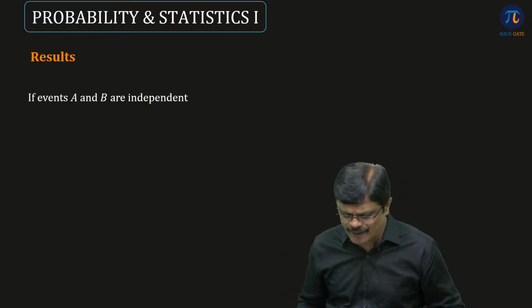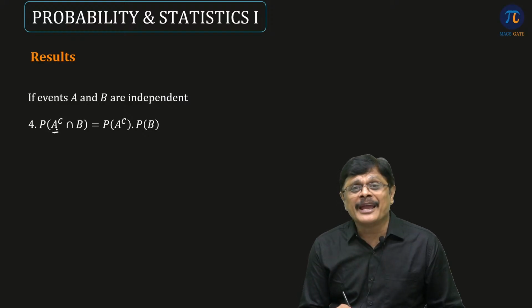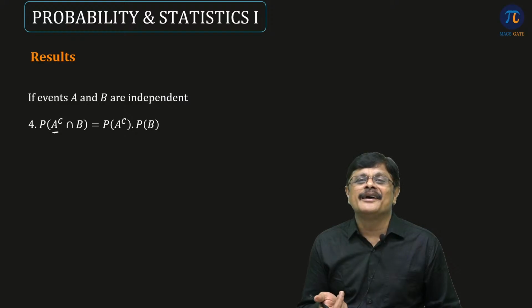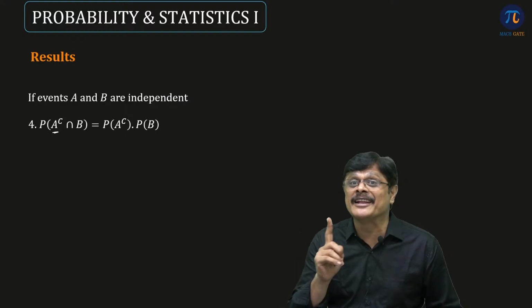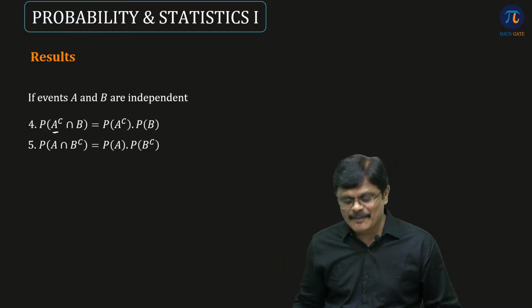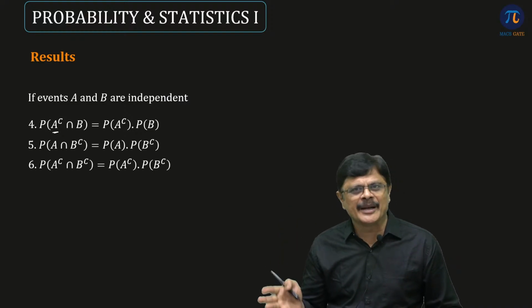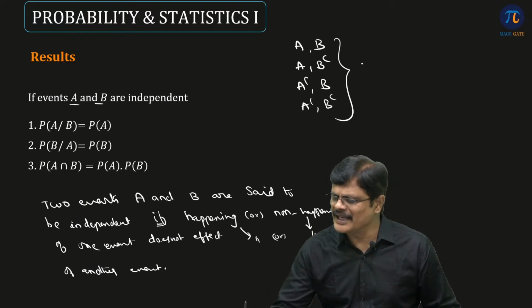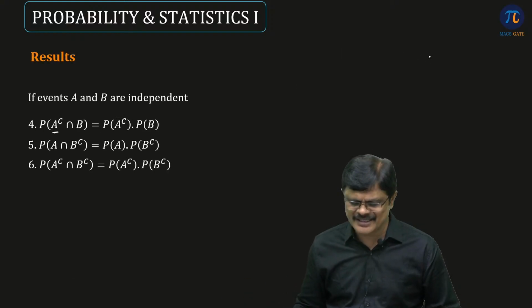So we are having the following results. If two events A and B are independent, A complement intersection B, non-happening of A and happening of B, is simply probability of A complement into probability of B when the events are independent. Probability of A and B complement, they are also independent. A complement and B complement are also independent. So all these combinations are independent. So we are having this result.